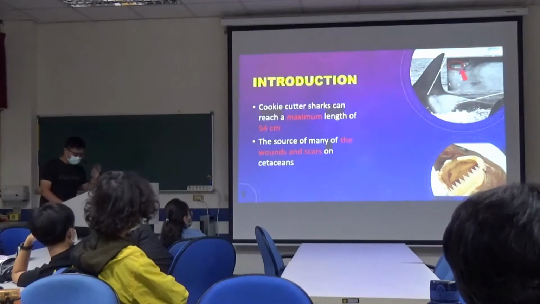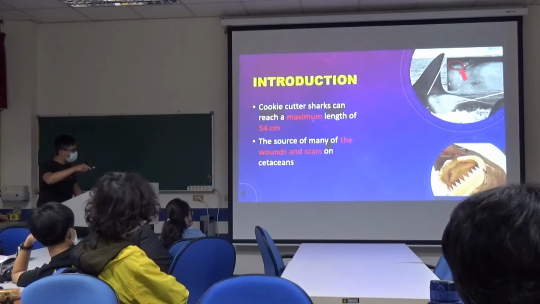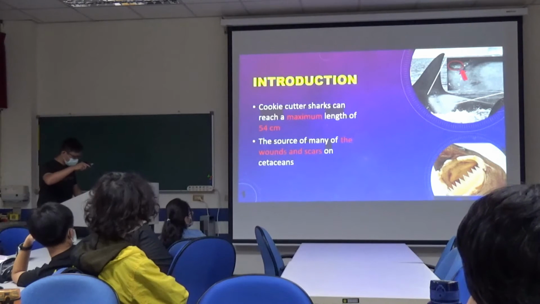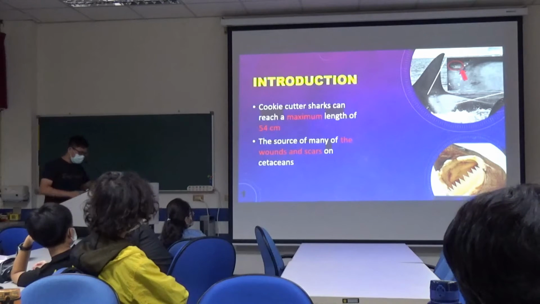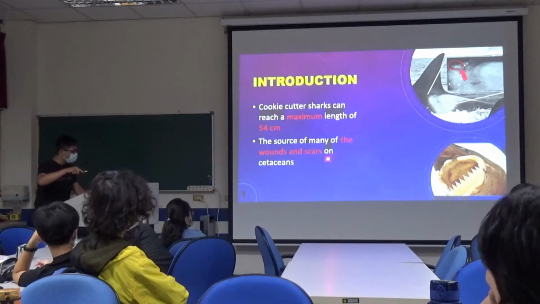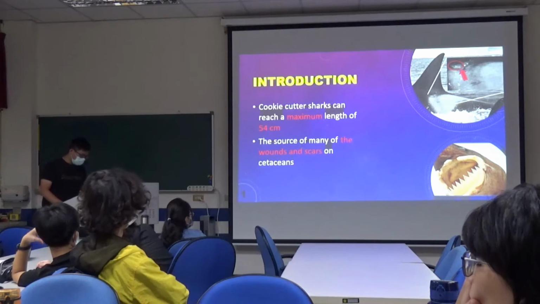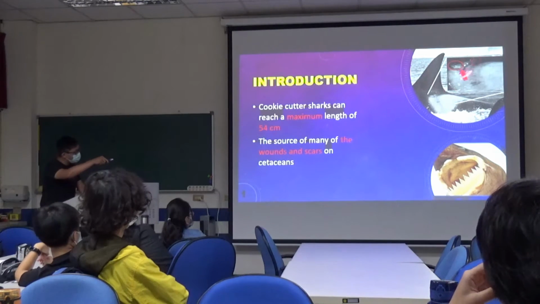Okay, let's be serious. First, the cookie cutter shark can reach a maximum length of 54 centimeters. I think its length is the same as my arm length. And it is the source of many of the warts and scars on cetaceans, just like the part where this arrow points in the picture.